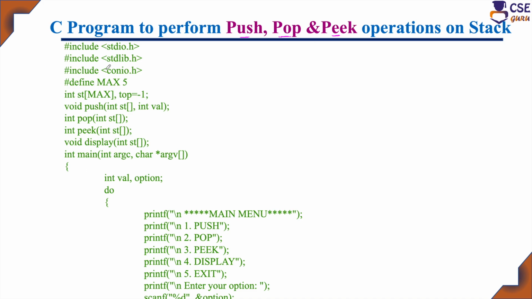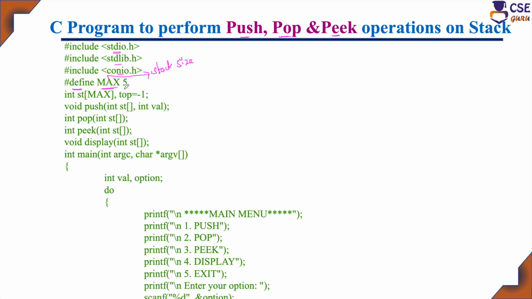First, you need to declare the required header files. Then, #define the constant value you need to declare for the MAX variable. This MAX represents the stack size. So, in array representation of stack, whatever size of the stack you are declaring, only that size will be allocated in the program. During execution, we cannot increase the size.